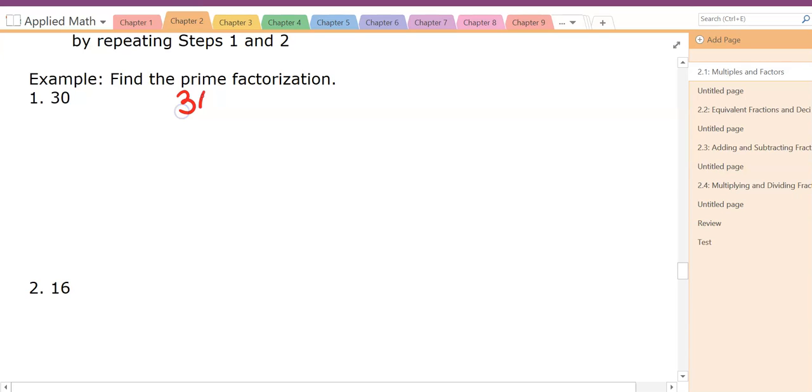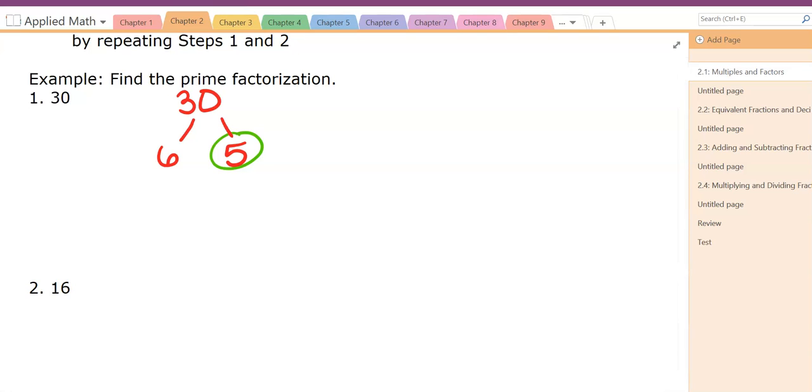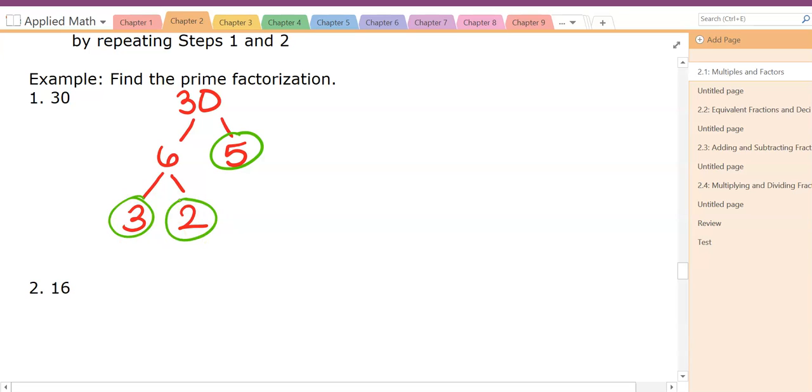what are 2 numbers that can go into 30? Now when I factor it like this, because this is starting my tree, if I have a prime number, I circle it. That way I don't lose it later when I write out all the prime factors. So 5 is a prime number, so I'm going to circle that one. That means I don't need to factor it anymore, but 6 is not prime, because what 2 numbers can go into 6? Good, 3 and 2. Now these are prime, so I'm going to circle those.